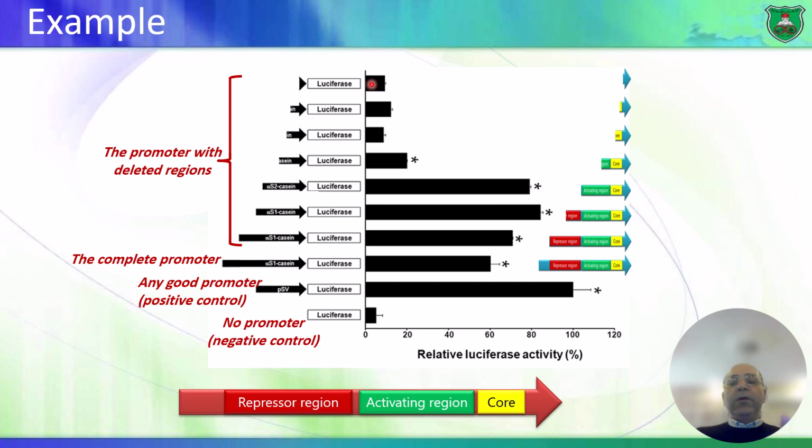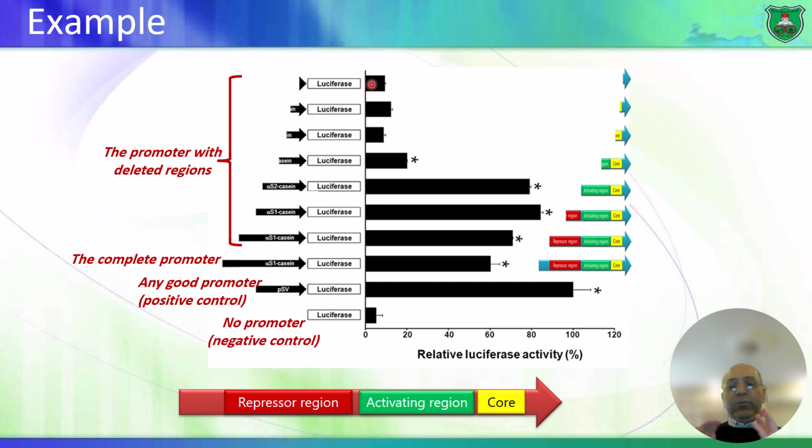So here we have an experiment where we want to identify the function of different promoter regions, different pieces of a whole promoter, whether this sequence represses, inhibits protein expression, or activates protein expression, or if it is essential for gene expression, that is the core promoter.